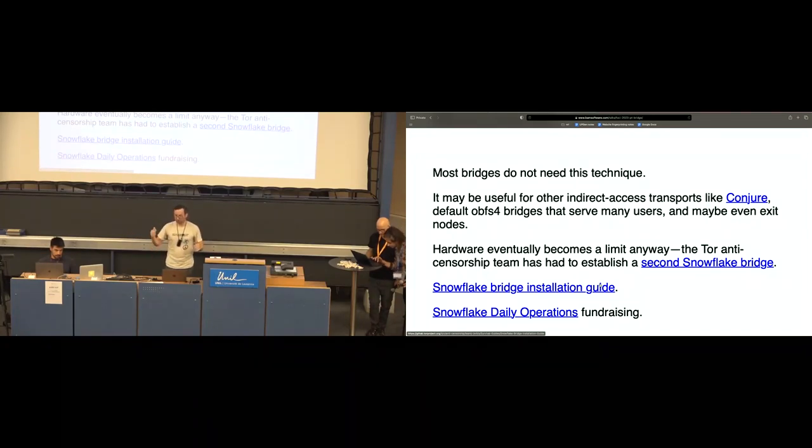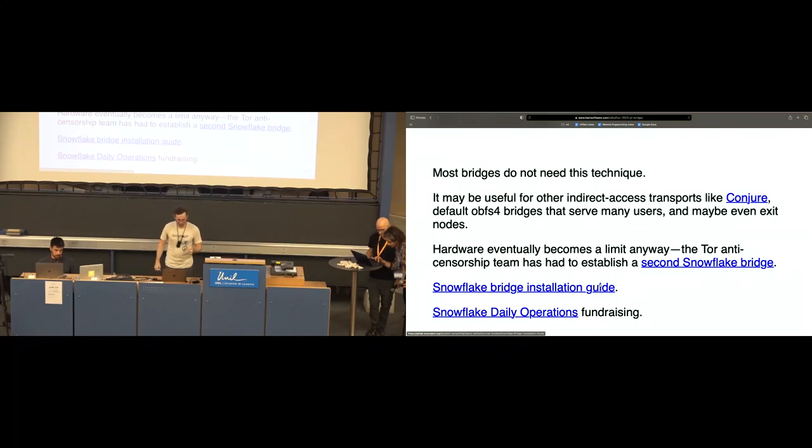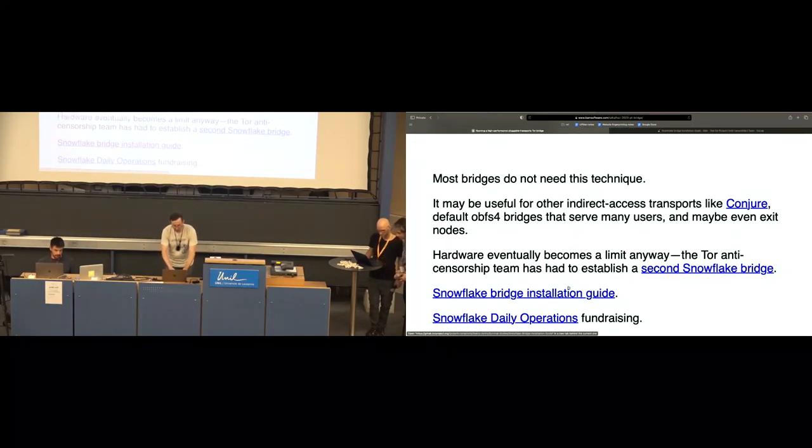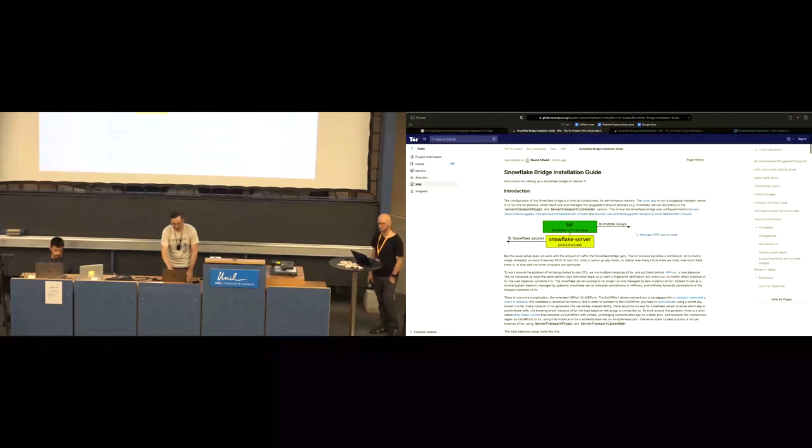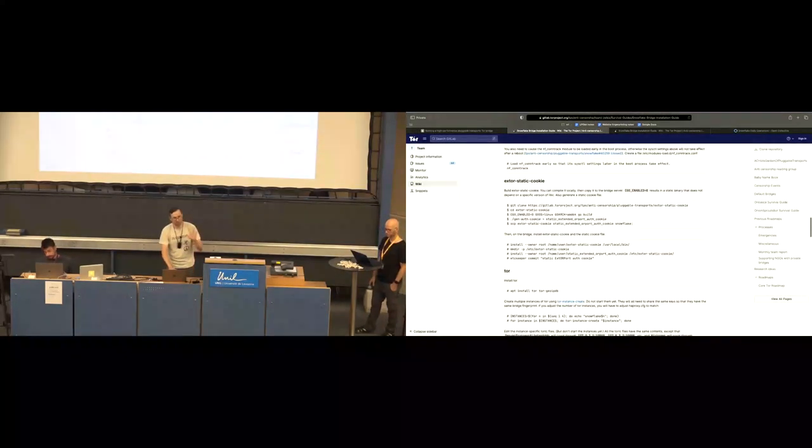Currently, if you use Snowflake, you'll be using one of the two bridges that exist. If you actually want to do this, if you have a bridge that you want to deploy this on, I think this bridge installation guide is going to be your first stop, because here we spell out everything and give you all the configuration files and everything you'll need to make this happen.